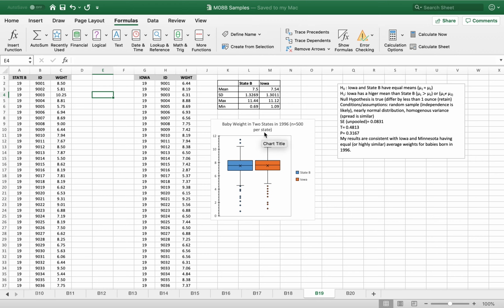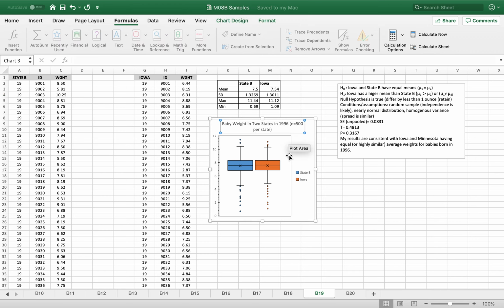And then for my two box plots, the blue is State B, and the orange is Iowa. We have a few outliers in State B and in Iowa as well. But here you can really see the mean, where the X is and the dark black line is. You can see that they are close in number, just like I said up here, with 7.5 and 7.54. It's just a picture of the mean.